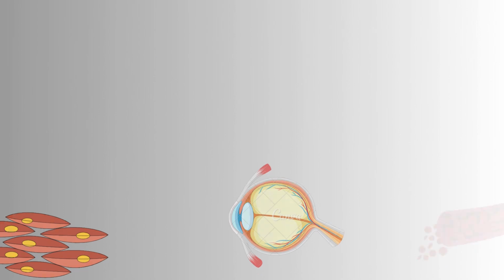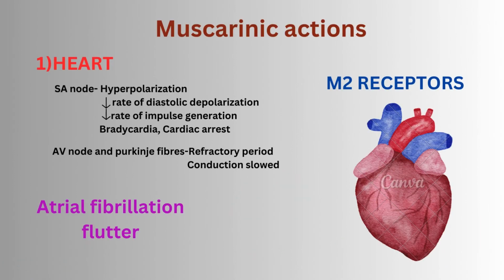In the heart, it produces hyperpolarization of the SA node. Further, it decreases the rate of diastolic depolarization and impulse generation, which causes bradycardia, which means slow heart rate, and can lead to cardiac arrest. In the AV node and Purkinje fibers, the refractory period is increased and conduction slowed. In the heart, it acts by interacting with M2 receptors and can lead to atrial fibrillation and atrial flutter.